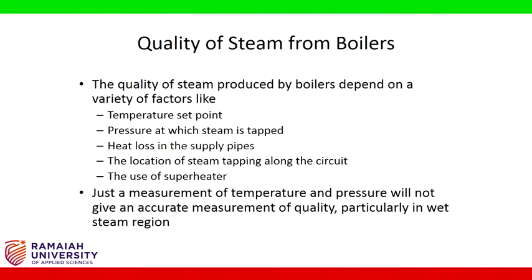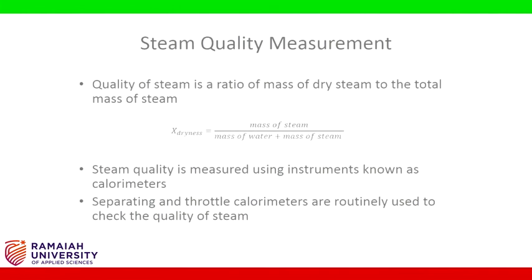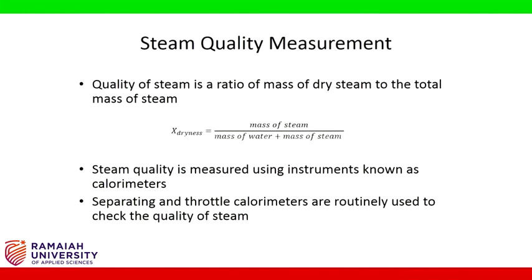Just a measurement of temperature and pressure will not give an accurate measurement of quality, particularly in the wet steam region. The steam produced is close to the saturation limit, and in certain conditions it may still be wet steam. Experimentally, we are going to ascertain the quality of steam using calorimeters like the separating calorimeter, throttle calorimeter, and separating and throttle calorimeter. Quality of steam is the ratio of the mass of dry steam to the total mass of steam.